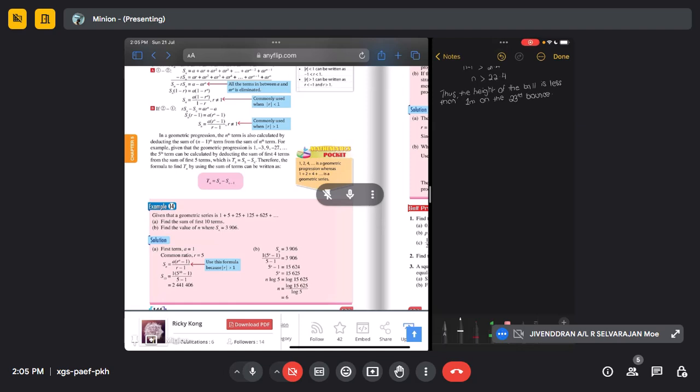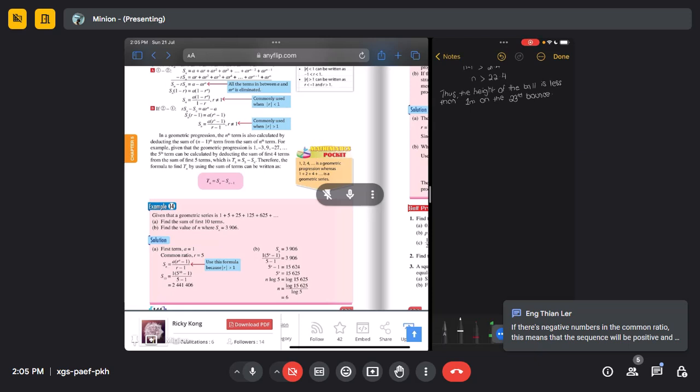For B, find the value of n where Sn equals 3906. So in this question, they have given us the Sn value. So our job here is to find the n. Write Sn equals 3906, then substitute all the info into the formula, which is 1 in open bracket 5 to the power of n minus 1 close bracket over 5 minus 1.